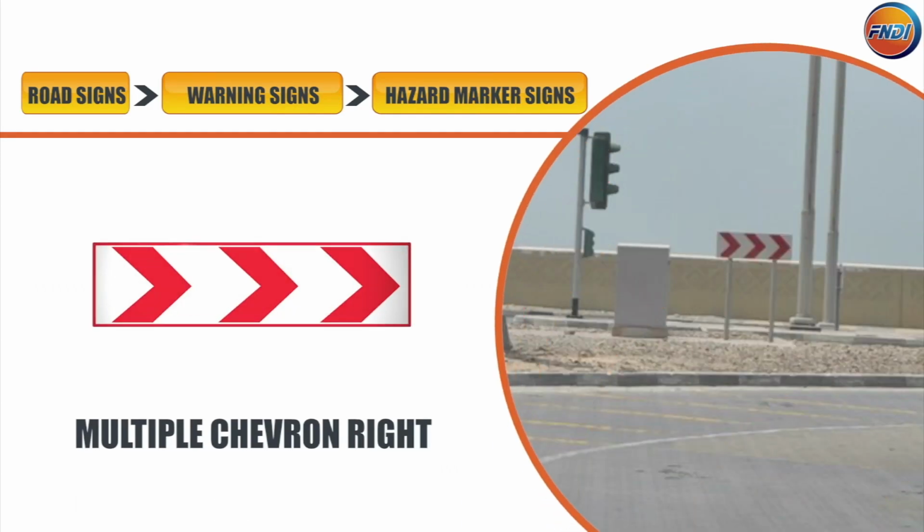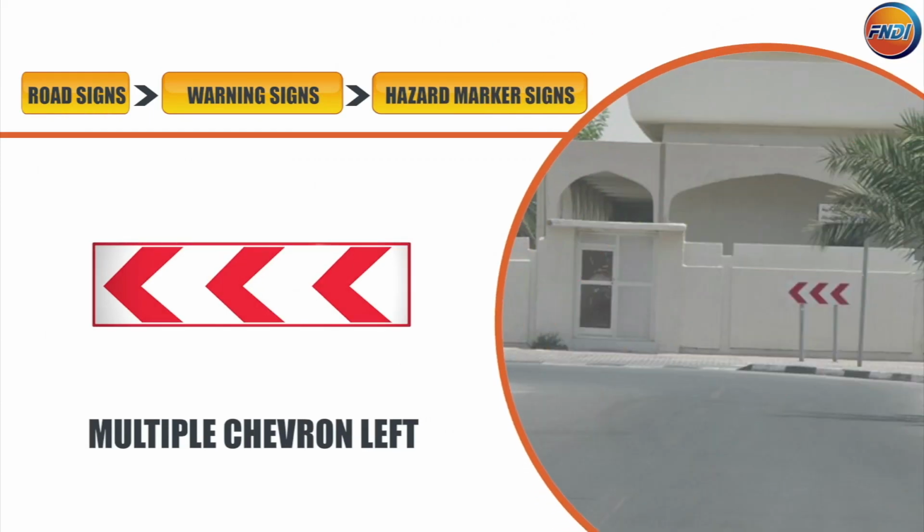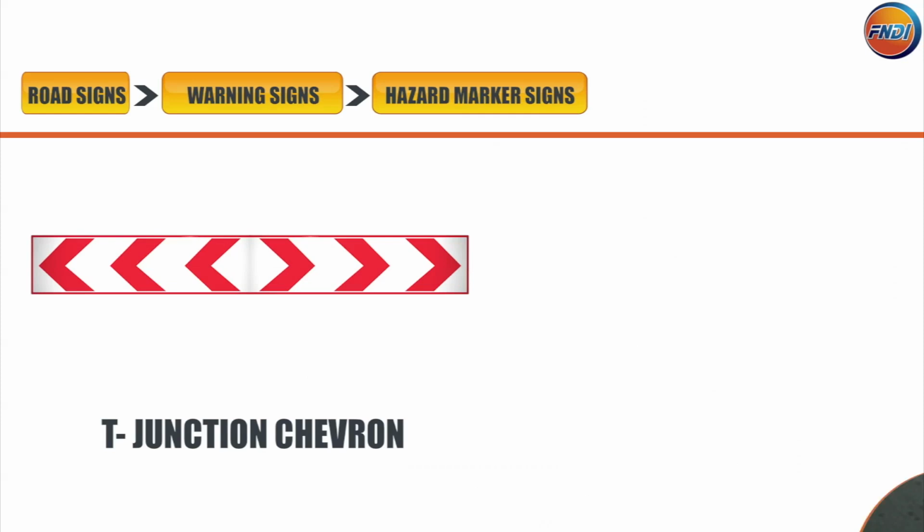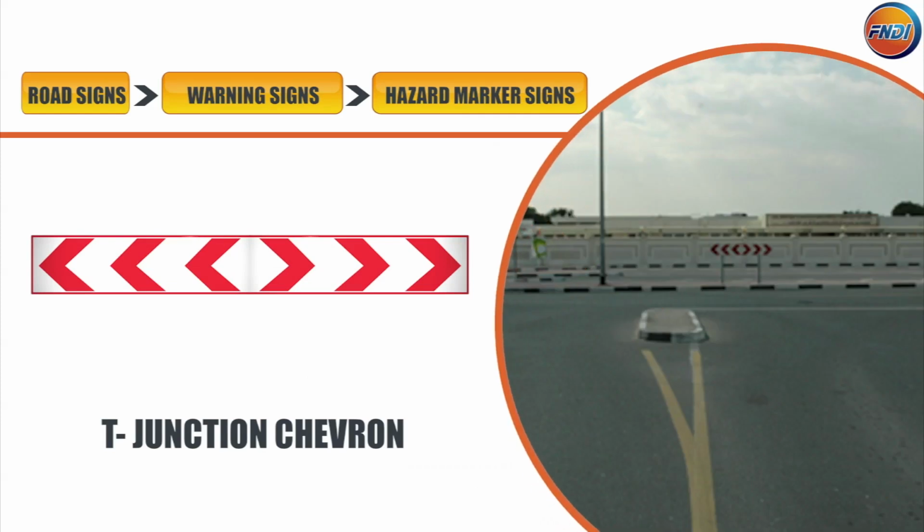Multiple chevron right. This is a multiple chevron to the right, which alerts motorists to turn right. It is commonly found on roads where there is a sharp deviation of route to the right. If the symbol is reversed, it indicates a sharp deviation of route to the left. T-Junction Chevron. This sign alerts the motorists to change the direction of the vehicle either to the right or left. It is found at a T-Junction.